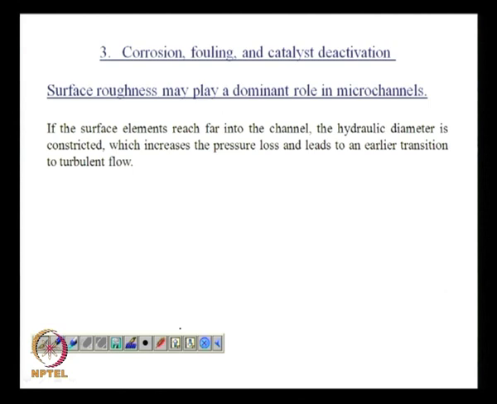Now, the third point that I would like to discuss, it is pretty obvious and straightforward, is that surface roughness can play a very dominant role in microchannels. Any idea how much should be the surface roughness of a normal pipe? Orders of angstrom, millimeter, microns? Just a pipe which is carrying household drinking water, it could be microns.